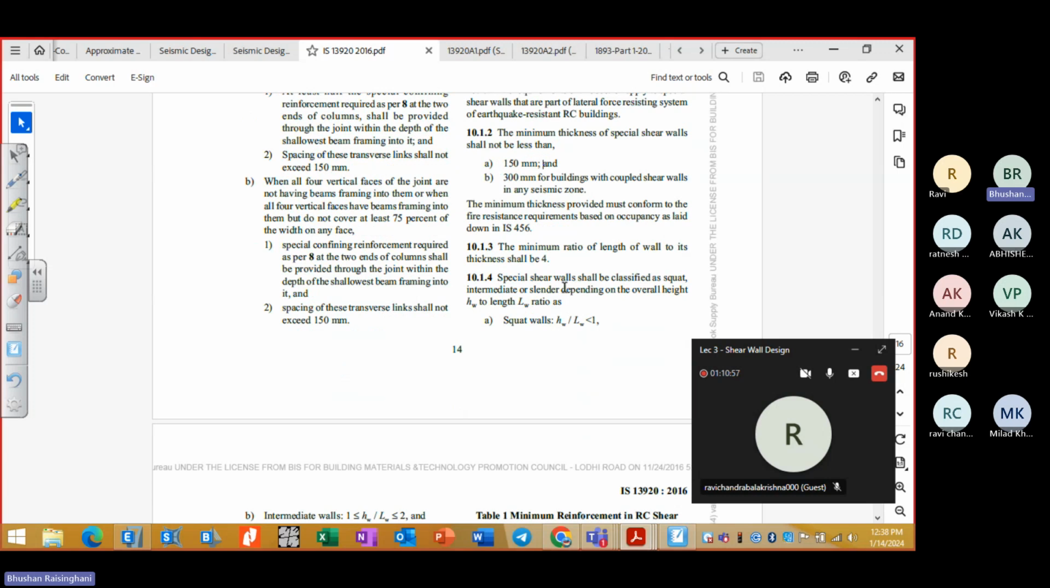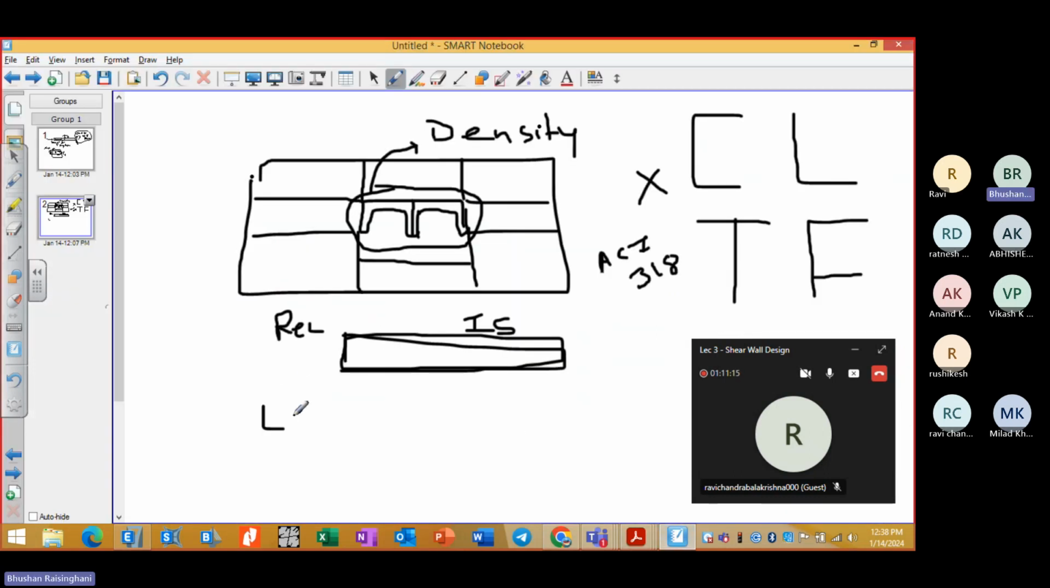And whether it is a shear wall or a column is defined by the ratio of the length of the wall to its thickness. It has to be a minimum of 4, very important. That means your L, length upon thickness T of the wall, should be greater than or equal to 4, right? That is the aspect ratio of the wall.